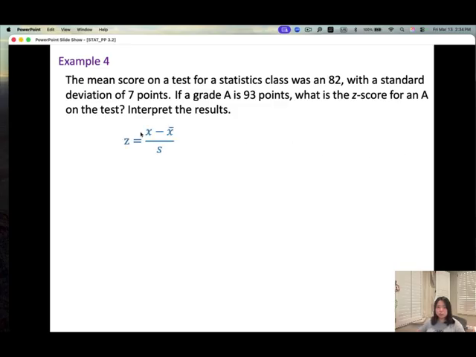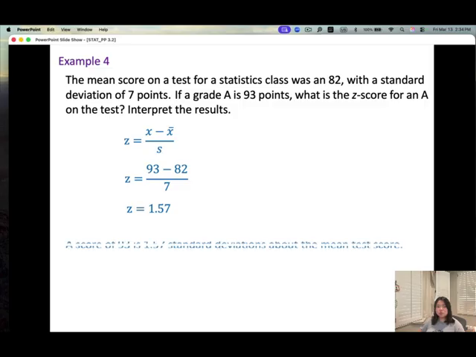So x will be your data. And then the mean will be 82, standard deviation will be 7. So plug it in, use your calculator. You're going to find out the z-score is going to be 1.57. Okay, interpret the result. We could say that a score of 93 points is 1.57 standard deviations above the mean test score. So that means this is higher than the average. Okay, if we find a negative number, that means it would be lower than average.